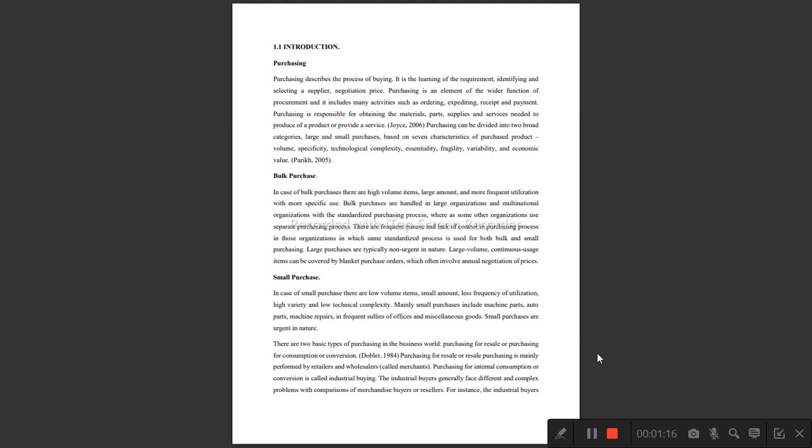All right, so as we begin in this course, the most important thing that we first have to understand is what do we mean by purchasing? Purchasing can be defined in so many ways. Of course, the main thing about purchasing is just being able to acquire or buy commodities or resources that we are looking for, or the resources that we want towards the implementation of our given project. In this module, we've been given a definition by Joyce which describes purchasing as the process of buying. It is the learning of the requirement, identifying and selecting a supplier, and also negotiating the price.